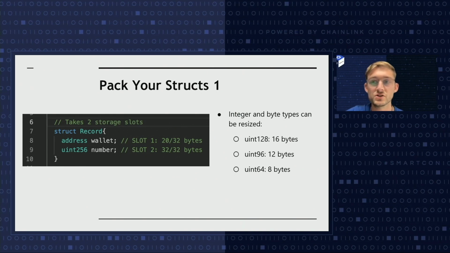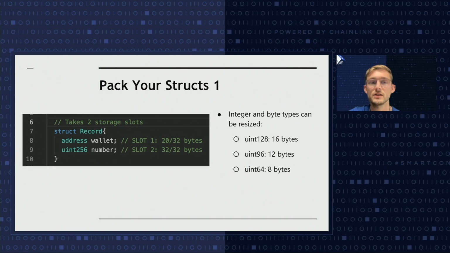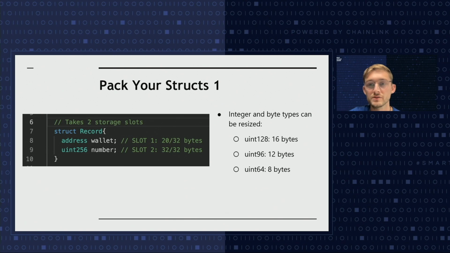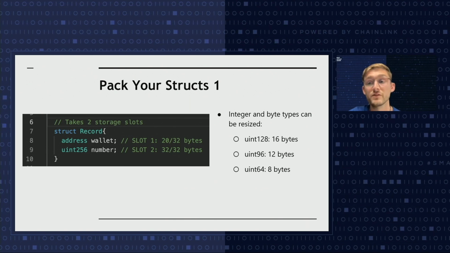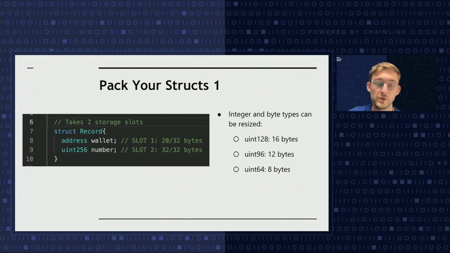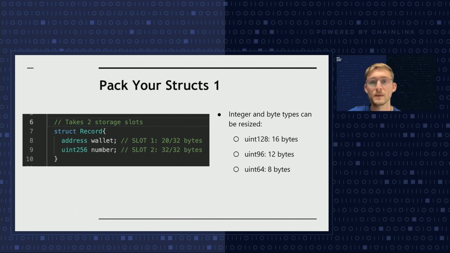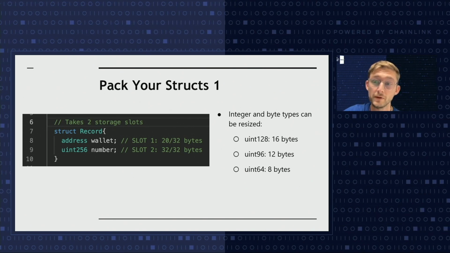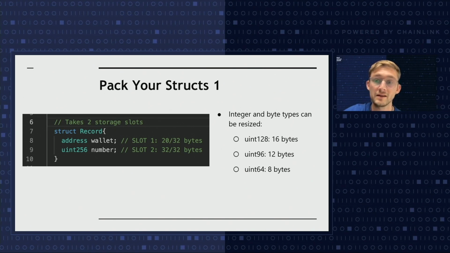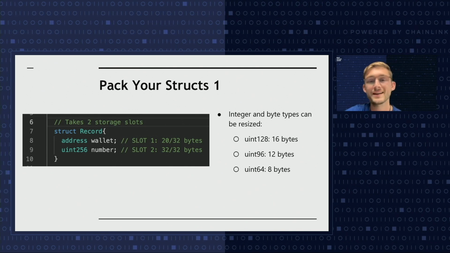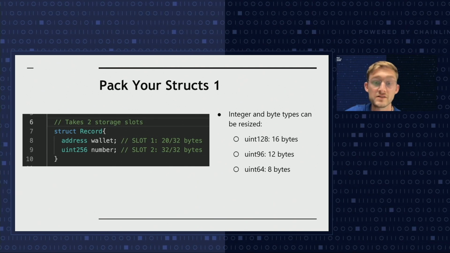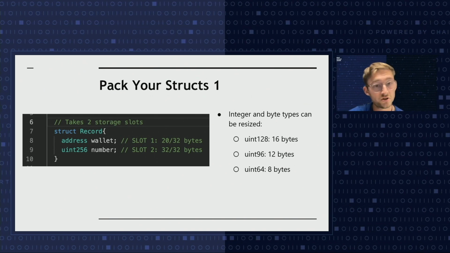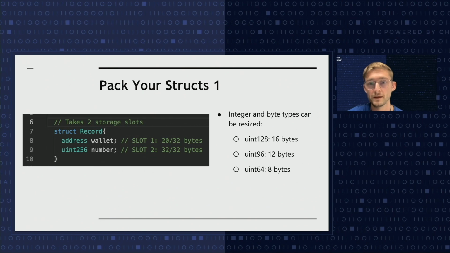So let's take a look at this struct, which takes 2 slots as it stands. In the first slot, we have an address. 20 of the 32 available bytes are taken because addresses take 20 bytes. The EVM tries to squeeze the next variable into those 12 remaining bytes in slot 1, but it can't because the next variable is a uint256, which takes 32 bytes. So that gets its own slot and fills it entirely.